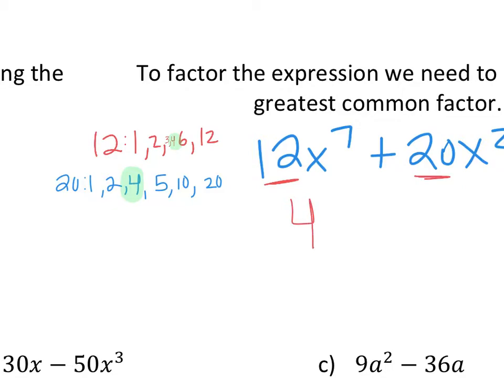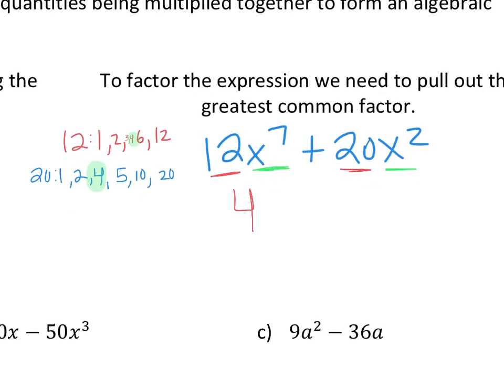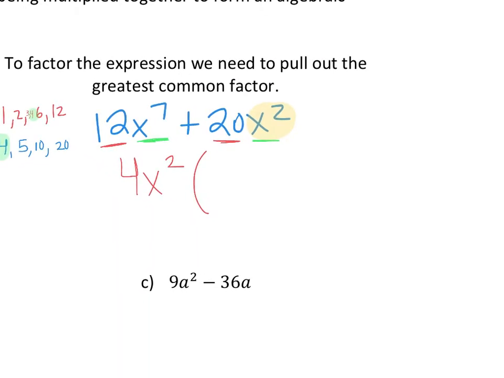Now when we look at our variables, x to the 7th and x squared, we want to know how many x's we can pull out from both of them. Really, the shortcut way to think about this is you want to pull out the smaller variable with the exponent, the smaller exponent. Okay, so we're going to pull out an x squared. And when we do that, we'll have more practice of this later.